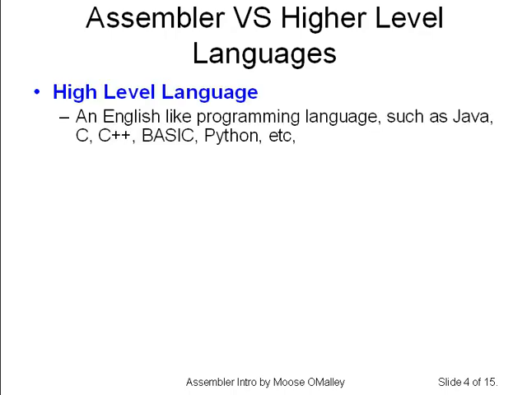Okay, so what's a high-level language? We're talking about assembler versus high-level languages. A high-level language is an English-like programming language, such as Java, C, C++, Basic, Python, Perl, Ruby, JavaScript, Eiffel. All of those are high-level languages. There are hundreds of thousands out there, and the most common ones are C and Java and Basic and Python and things like that.